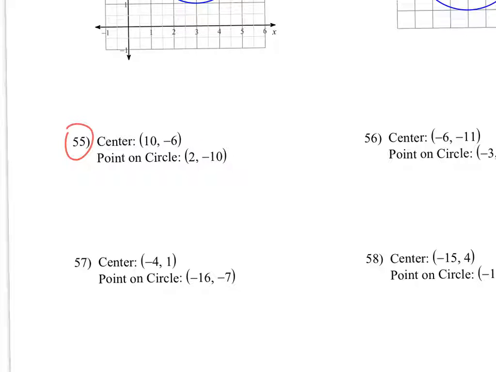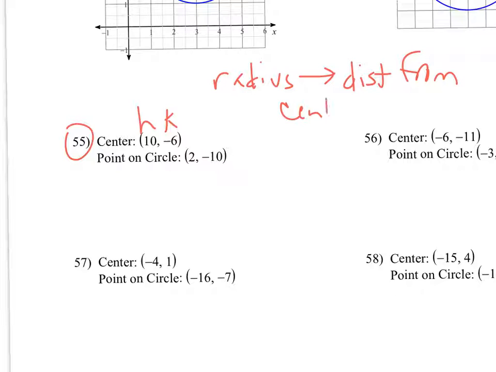Let's look at number 55 here. And notice they give me the center, which is really going to be my h and my k in my equation of a circle. And they give me a point on the circle. Now you have to remember or realize that the radius is the distance from the center to a point on the circle.